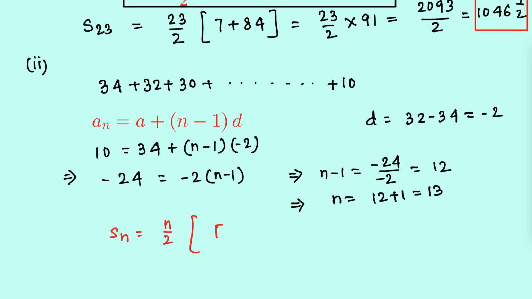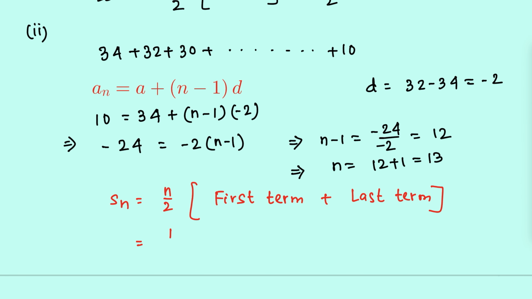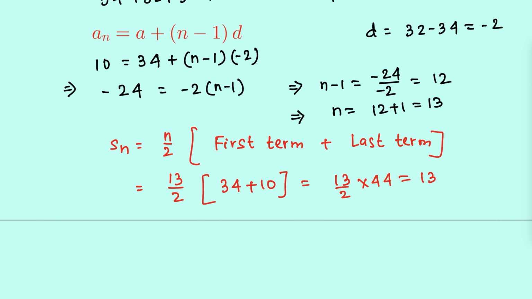After getting this, now we can use Sn is equal to n by 2 into first term plus last term. Now n is equal to 13, so 13 by 2 into the first term of the series, 34, and the last term of the series, 10. That is equal to 13 by 2 into 44, or that is equal to 13 into 22. If we see, it is 13 multiplied by 22, which is equal to 286. This one will be the answer for the second case.